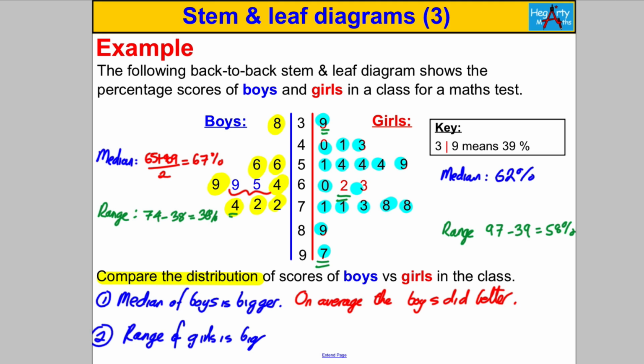That's not enough. We've got to explain what that means. And it basically means the girls' results are more spread out. So the girls' scores are more spread out. It would have been also fine to say the boys' scores are less spread out, or you could say the boys' scores therefore are more consistent. Any of those variations, and we've talked about those variations in the past.